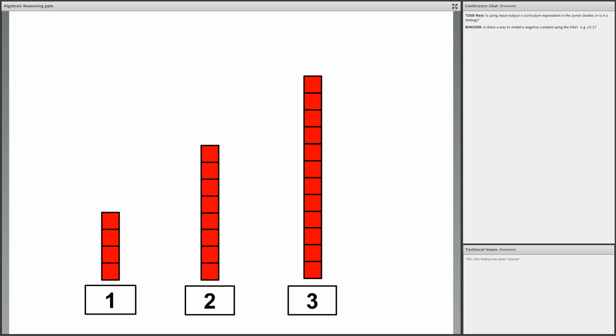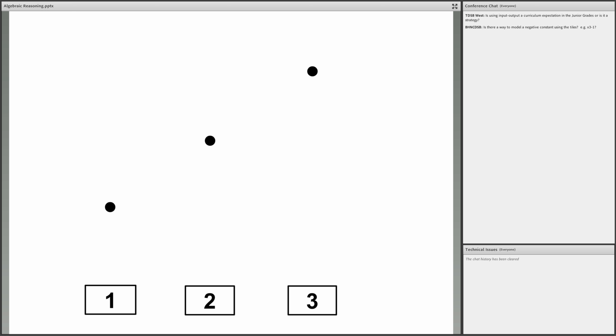So this would be a ×4 pattern. Then we place a dot at the top of each of the stacks, and then we take the tiles away, and we have kids describe what this line of dots looks like. And you know, they generally point out that it's a straight line, that it's a straight diagonal line, that the dots seem to be going upwards.